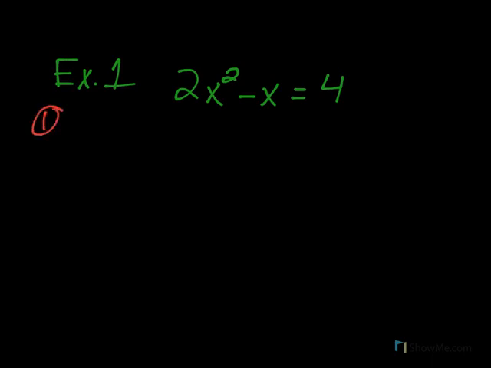So let's solve the first one. Example 1. Let's say that you have 2x squared minus x equals 4. And I ask you to find the solutions of this. Well, the first thing that you need to do is set this equal to 0. That is the first step. When we're going to use the quadratic formula, the first step is to set the function equal to 0.